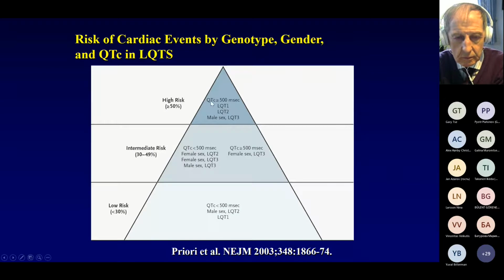And not only us, many people explore QTc above 500. Here is some proposition from Silvia Priori, looking at various risk factors, including genotype, but QTc, as you see here, above 500 or equal, is there at the top, indicating high-risk people, which we need to remember.